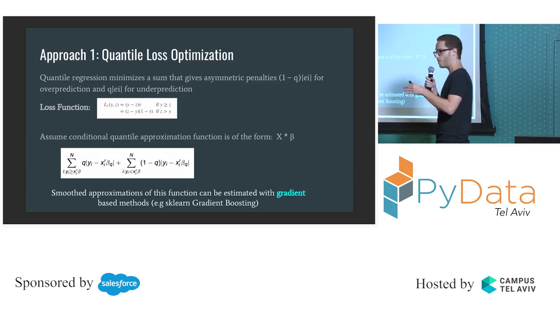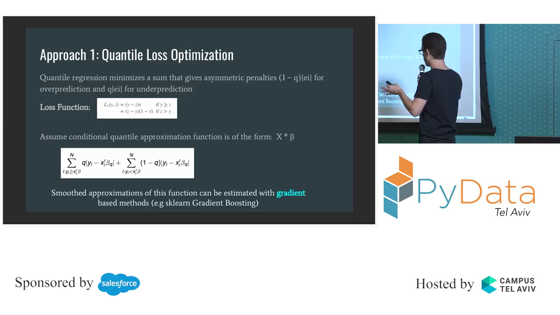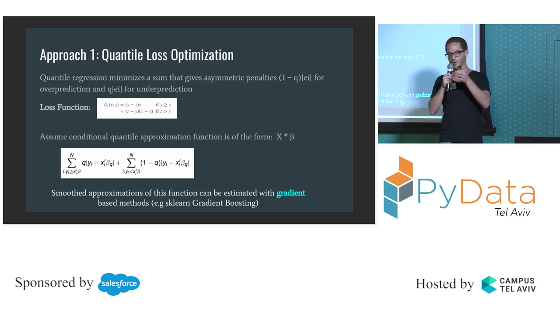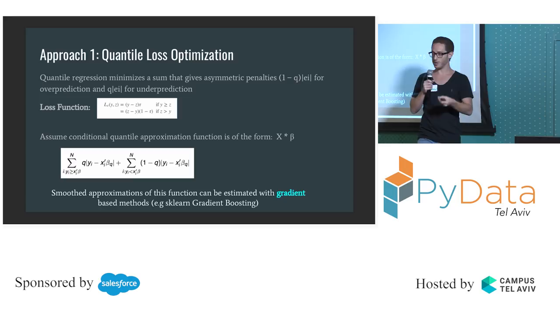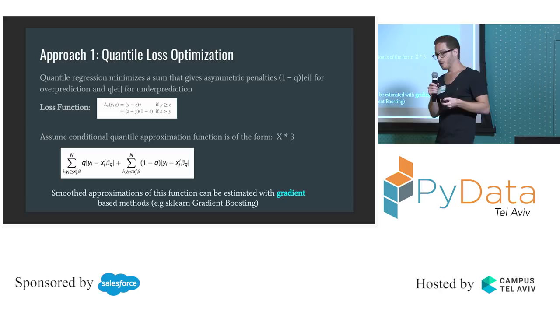Let's think, for example, about the 0.9 quantile. The quantile loss will take the form 0.9 times the under-prediction errors plus 0.1 times the over-prediction errors. This means we are punishing the under-prediction harder than the over-prediction. It is a non-smooth penalty function.